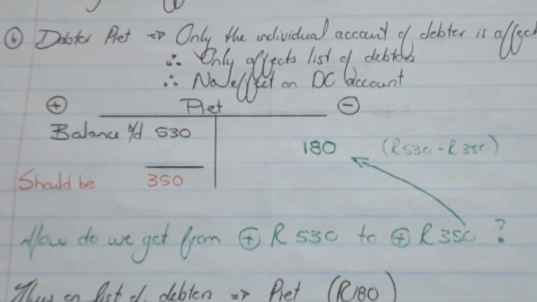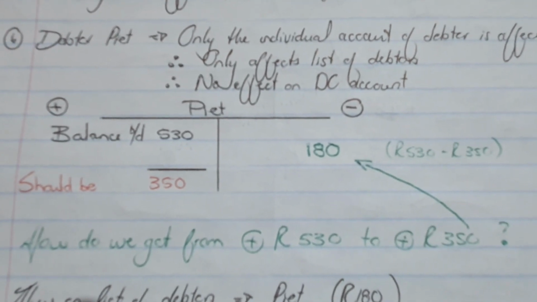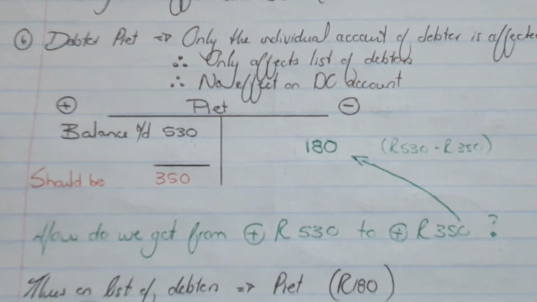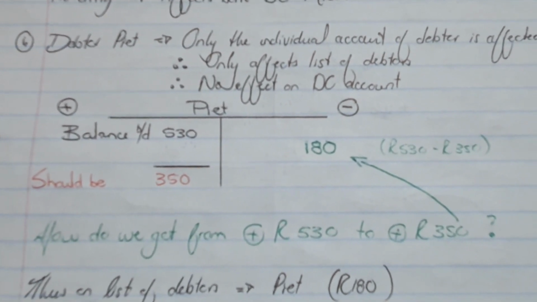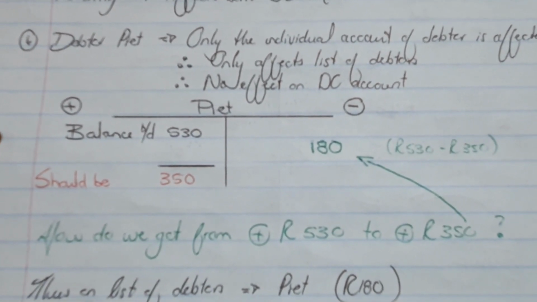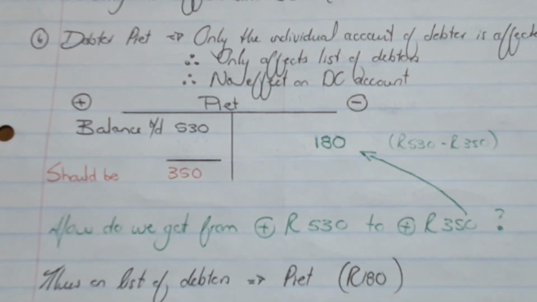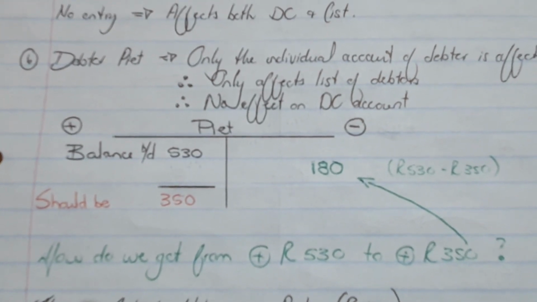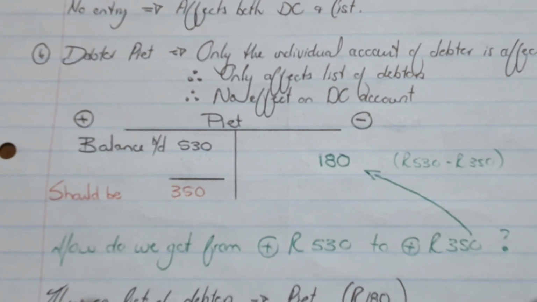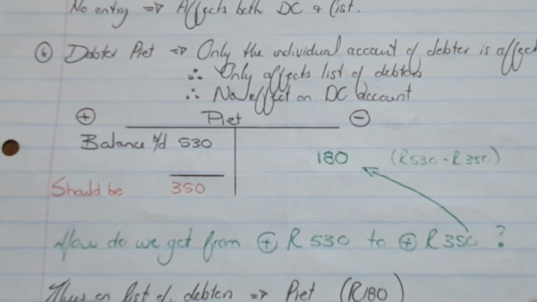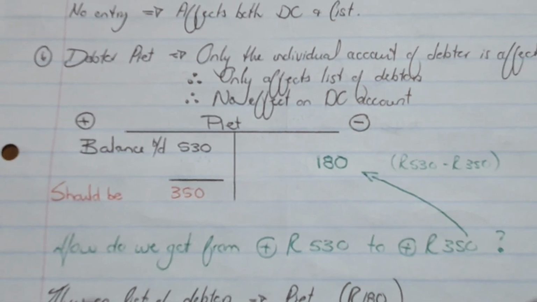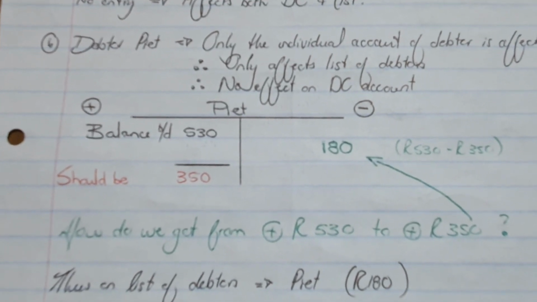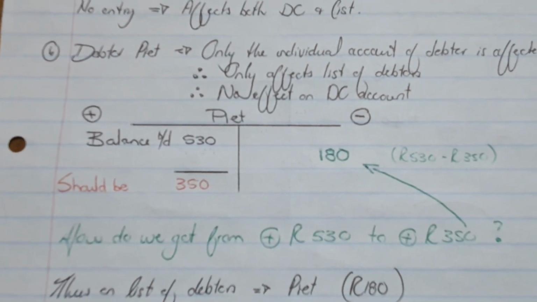In other words, the entry was originally correct in the general journal. It was only posted erroneously to the individual account. So we have posted this closing balance as too much. It should be 350 instead of 530. How do we get from 530 to 350 Rand? We need to decrease Piet's account with 180 Rand. Therefore, in the list of debtors, we need to subtract Piet with 180 Rand.